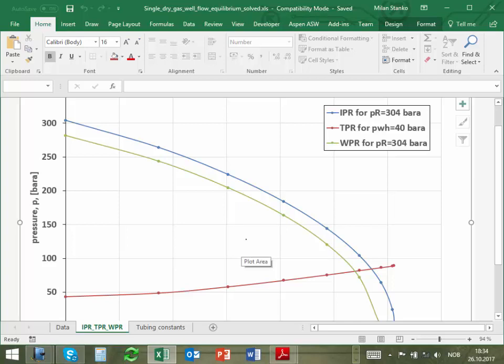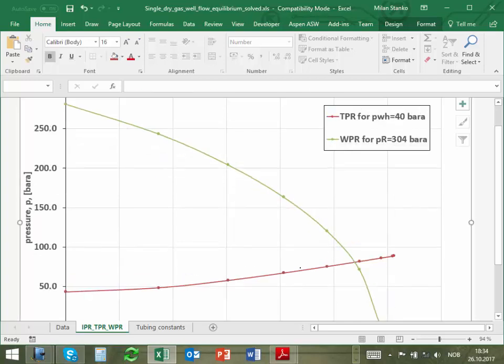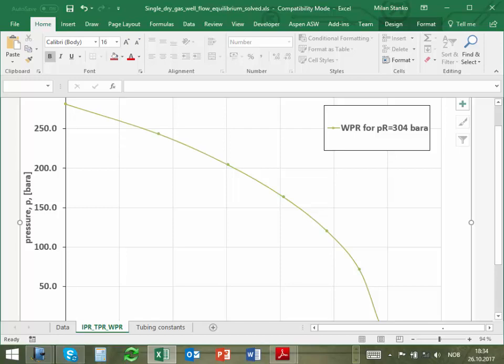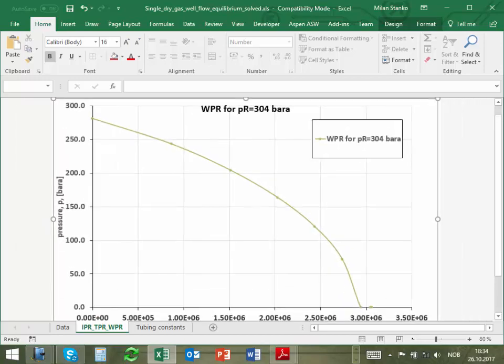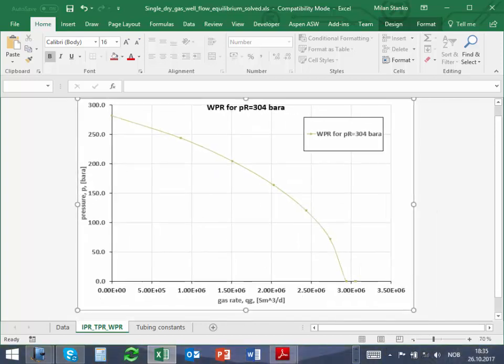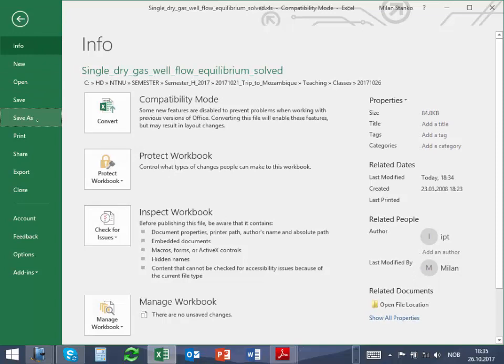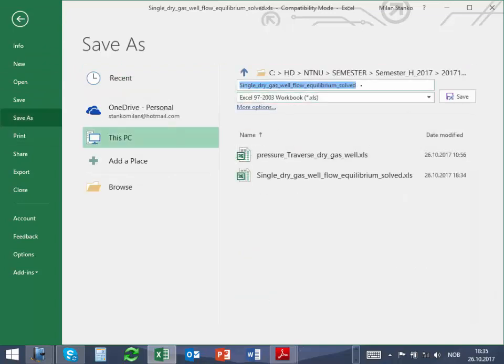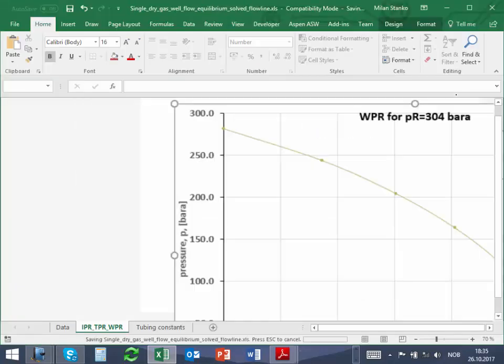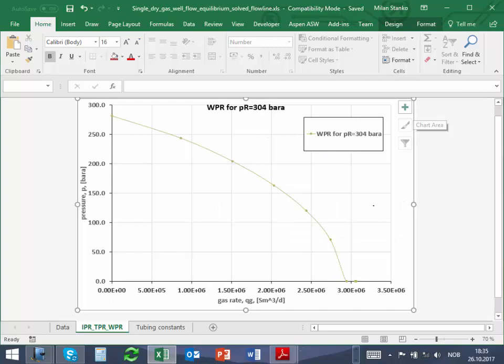So I'm going to plot it, and I'm going to get rid of this IPR and also the TPR, because we're not going to work with that anymore, at least for now. Save the original file and save this file with a different name, please, because we are going to do something else with bottom hole equilibrium that I forgot yesterday. So just save it with another name. I will also do the same. Save as, and I'm going to put flow line at the end. Do the same, please. Don't overwrite the file.